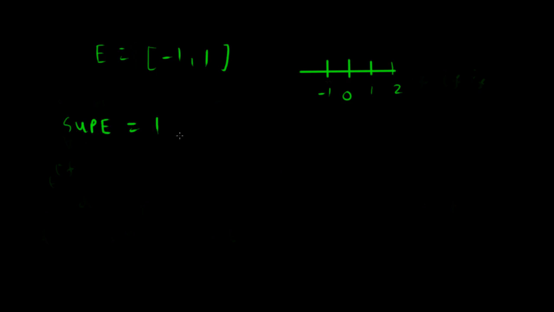is 1. Because it is an upper bound, definitely, because everything in E is smaller than or equal to 1. But also, if I try to go smaller than 1, if I come in here, I can find something in this interval that's bigger. I can just pick, say, here, and it's going to be bigger than whatever I've chosen that's smaller than 1. Okay, so 1 is going to be the supremum, the smallest upper bound. Okay?